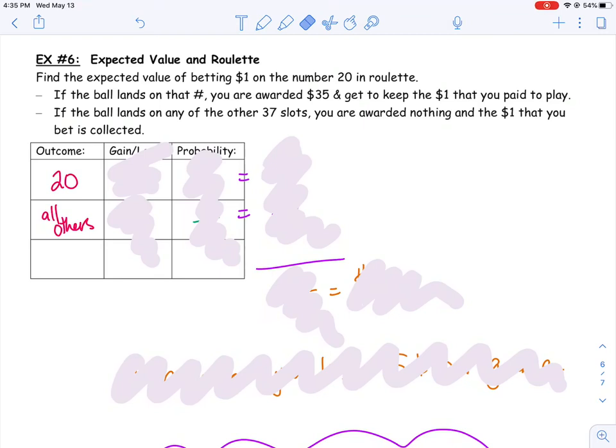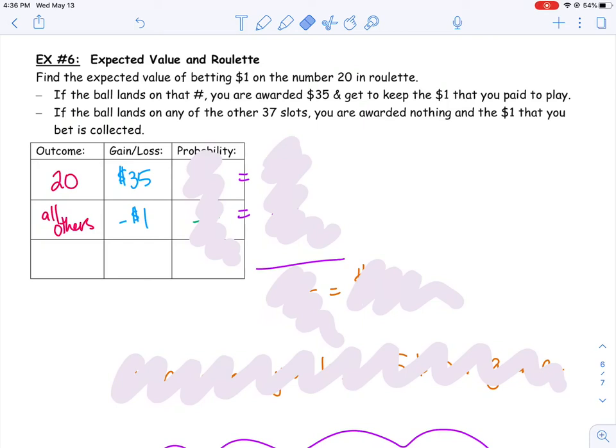So what's my gain or loss when I land on the 20? Remember, we paid $1 to play. But when we land on the 20, don't we get that dollar back? So now we're at 0. And then we get $35. So aren't we up $35 if we land on the 20? Okay. What happens then if we land on any of the other slots? We're down $1, right? Because didn't we have to pay $1 to play?